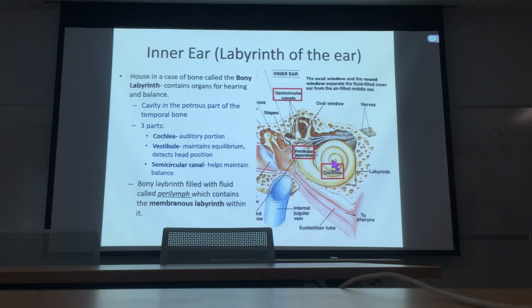So going in there, there are different structures inside, so it's a matter of knowing the difference between the cochlea, the vestibule, and the semicircular canals. The cochlea is basically the auditory part. If you think about the vestibulocochlear nerve, part of that nerve is going to the cochlea for hearing, part of that nerve is going to the vestibule and the semicircular canals for maintaining equilibrium, balance, that sort of thing.